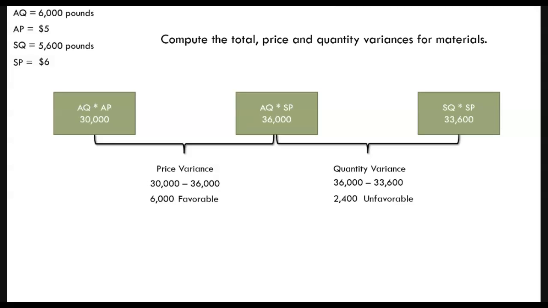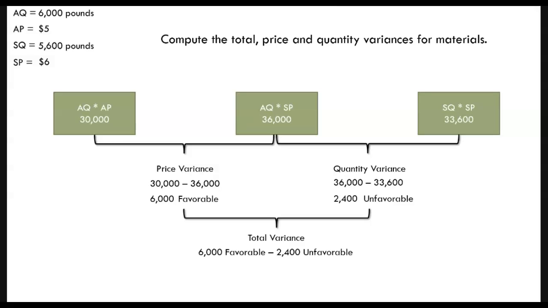Now, once we have our price and our quantity variance, we can use those to help us find our total variance. So we see that our price variance is 6,000 favorable, and our quantity variance is 2,400 unfavorable. We're going to look at the favorable and unfavorable almost like a positive-negative situation. So since they are different signs, we're going to subtract them. We're going to take the 6,000 favorable, subtract out the 2,400 unfavorable.